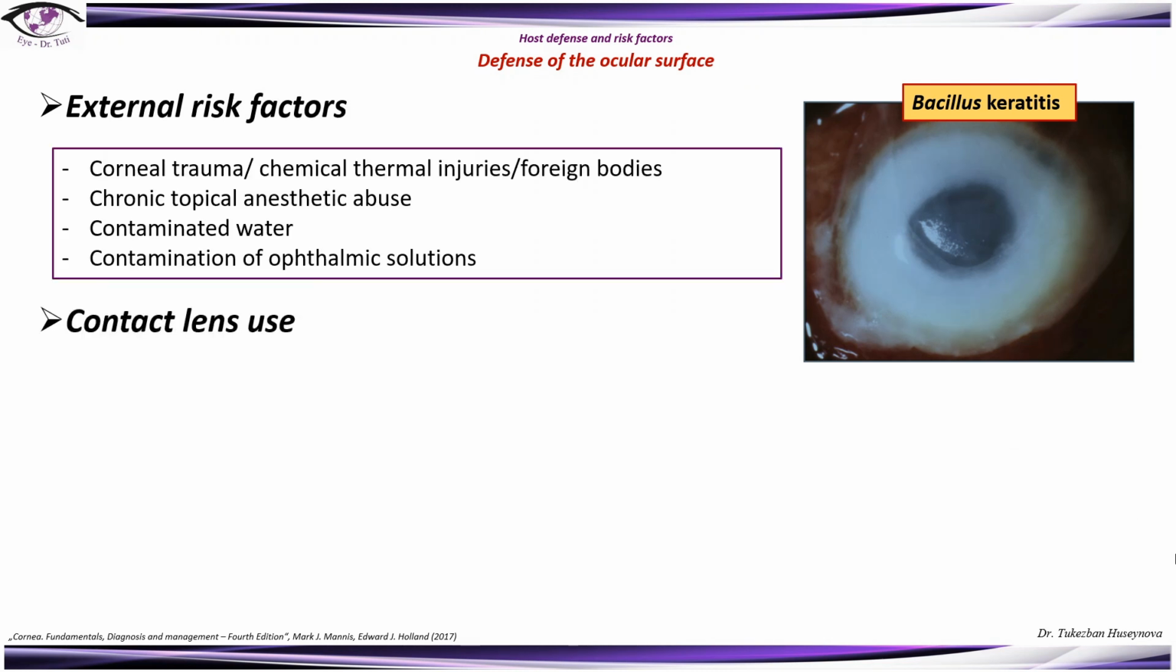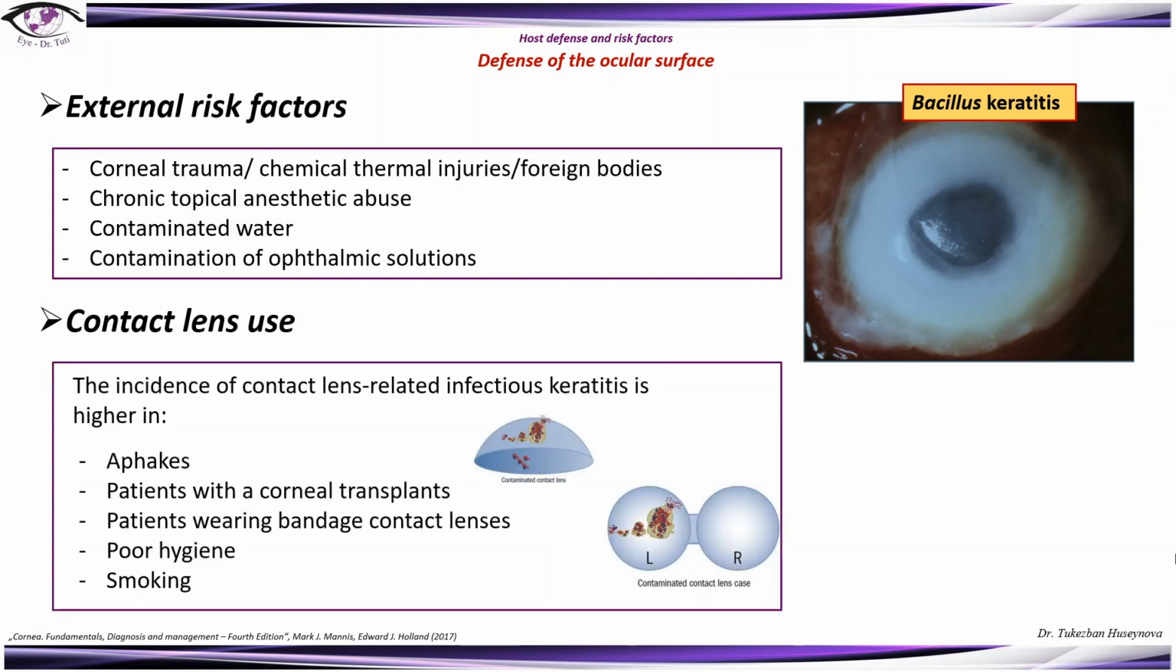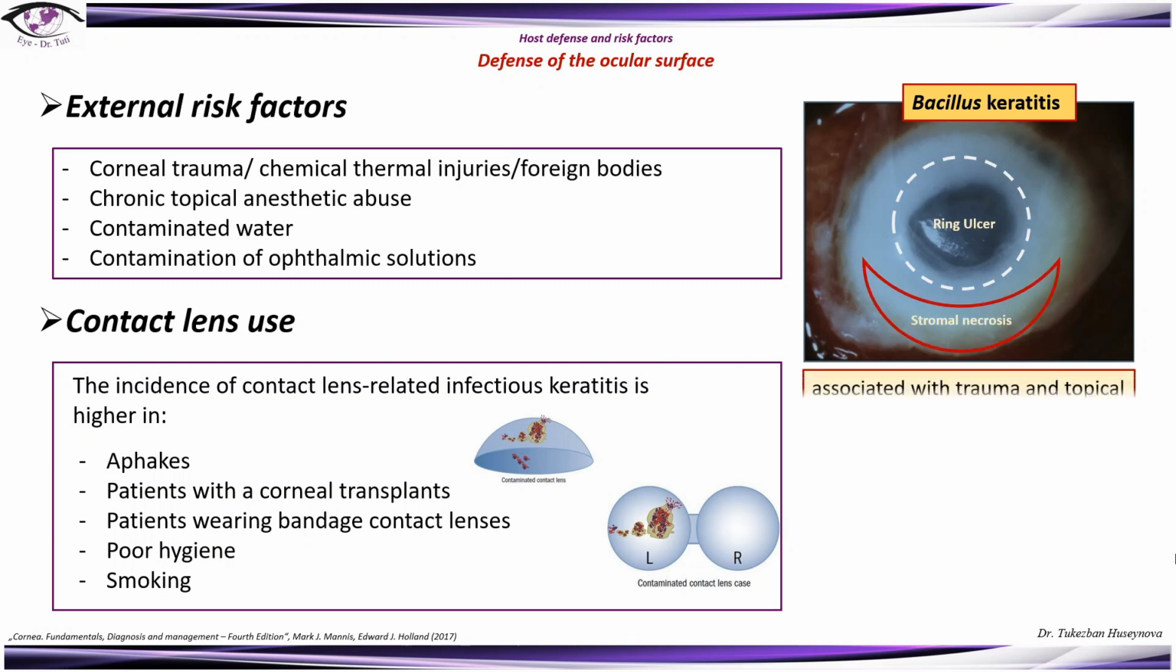External risk factors: corneal trauma, chronic topical anesthetic abuse, contaminated water, contamination of ophthalmic solutions, and contact lens use. The incidence of contact lens related infections is very high in aphakics, patients with corneal transplants, patients wearing bandage contact lenses, poor hygiene of course, and smoking. In this case of bacillus keratitis, we can see in the center of the cornea a ring ulcer and stromal necrosis, and this case is associated with trauma and topical anesthetic abuse.